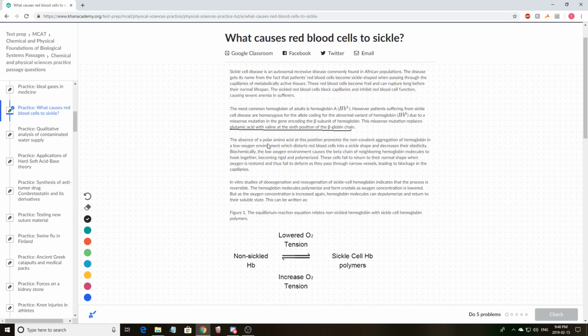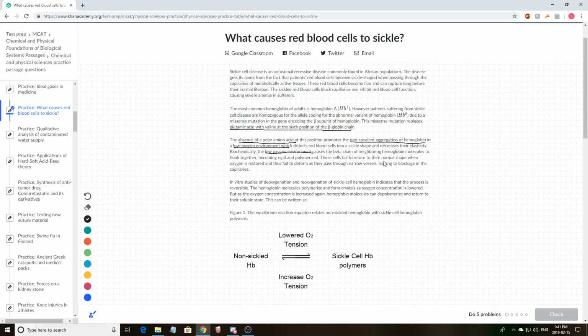It says the absence of a polar amino acid at this position promotes a non-covalent aggregation of hemoglobin in a low oxygen environment, which distorts the red blood cells into a sickle shape and decreases their elasticity. Biochemically, the low oxygen environment causes the beta chain of the neighboring hemoglobin molecules to hook together, becoming rigid and polymerized.